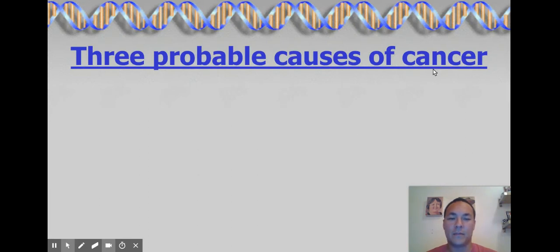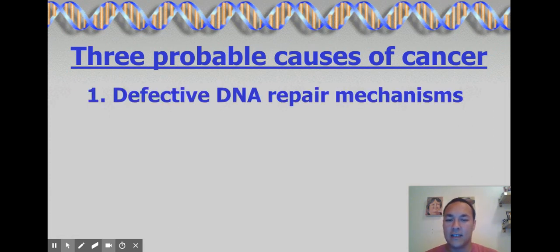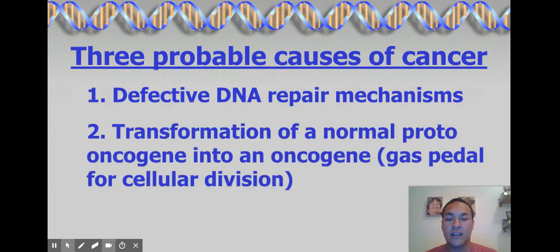Here are 3 probable causes of cancer. This slide is actually from a college lecture that I went to about cancer. It could be a defective DNA repair mechanism. We didn't get into that too much. We'll do that more with our DNA unit. It can be the transformation of a normal proto-oncogene into an oncogene. Onco sounds like oncologist, like my mom out there. So dealing with the genes of cancer.